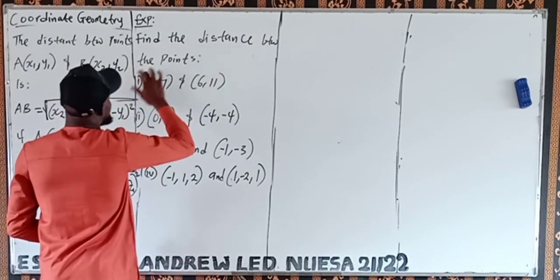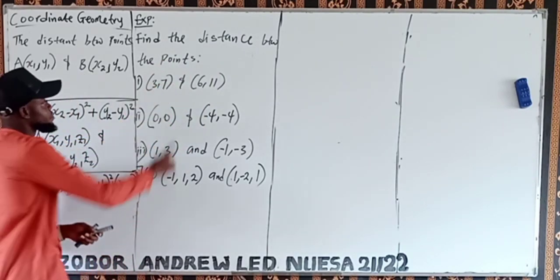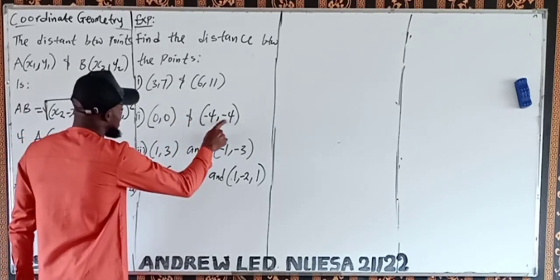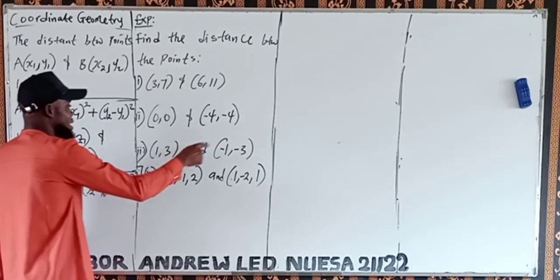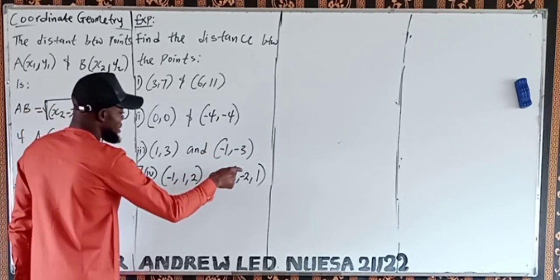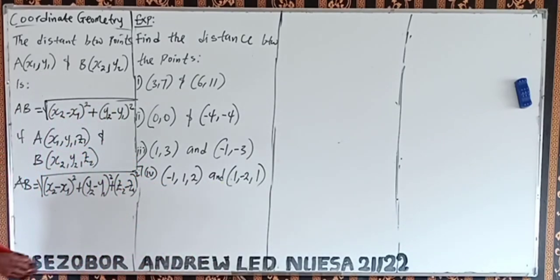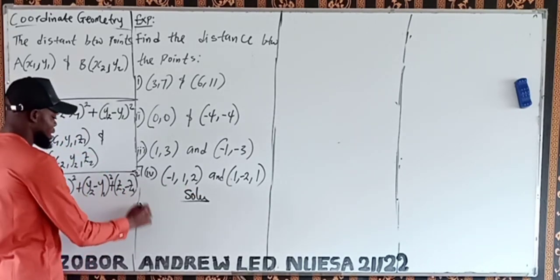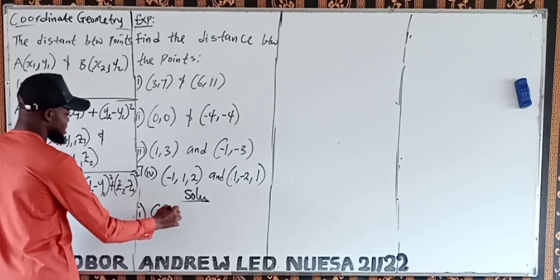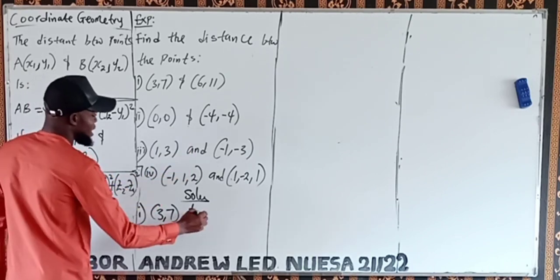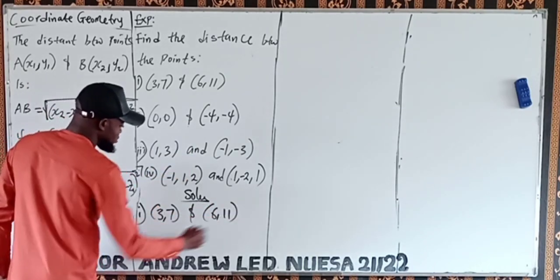Find the distance between the points (3, 7) and (6, 11), (0, 0) and (-4, -4), (3, 1) and (-1, -3), (-1, 1, 2) and (1, -2, 1). So these are 4 questions in one. We're going to look at them now. Solution. Now for the first one, the points are (3, 7) and (6, 11).